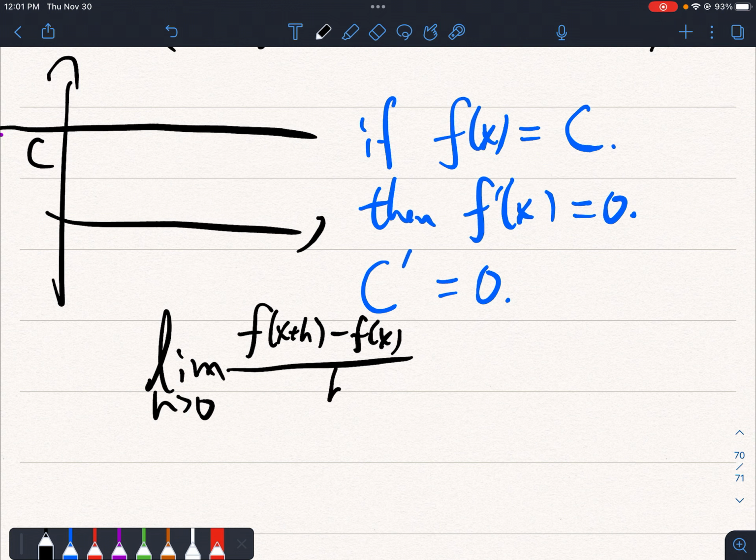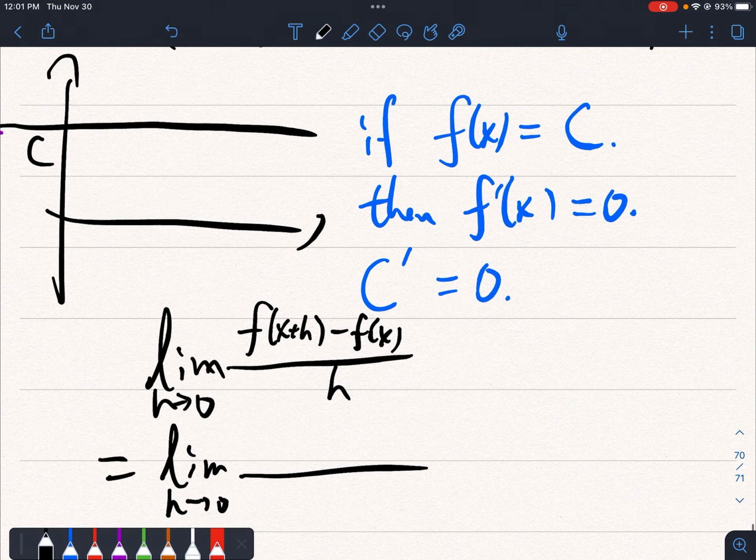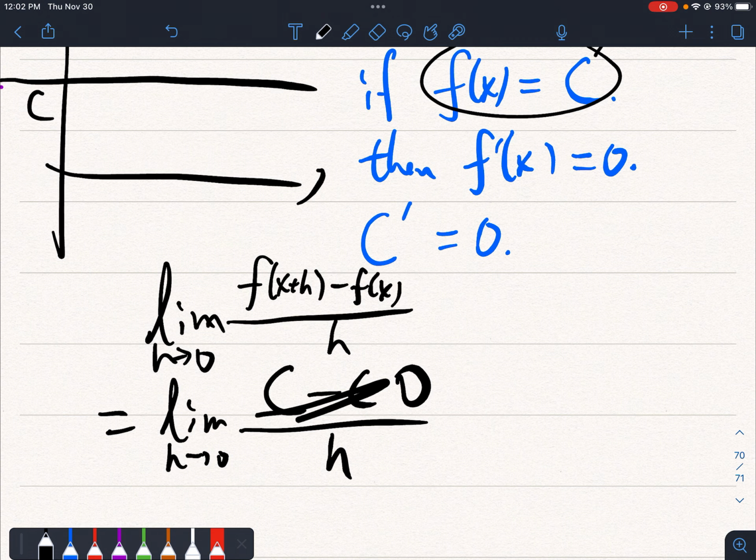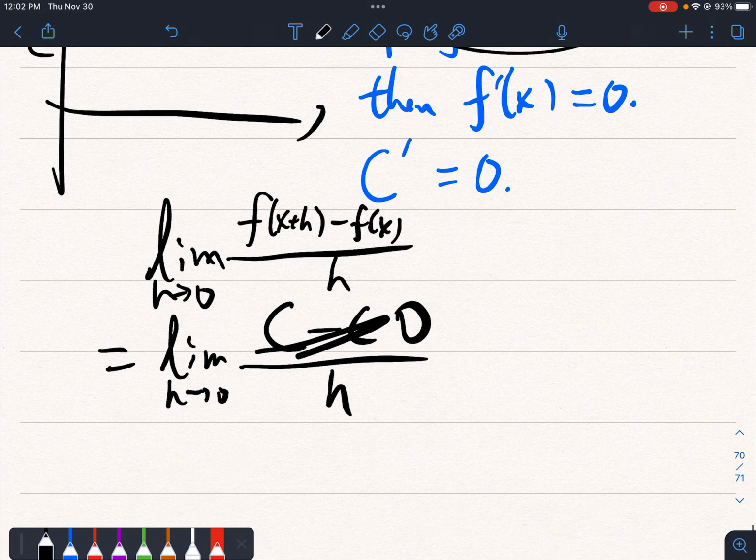So let's prove this fact. We'll just use the definition: the limit as h approaches 0 of f of x plus h minus f of x, divided by h. Because it's a constant, it's independent of x. So f of x plus h will be the constant c, and f of x will also be the constant c, which means the numerator is 0. Okay? And then the limit of 0 is clearly 0.